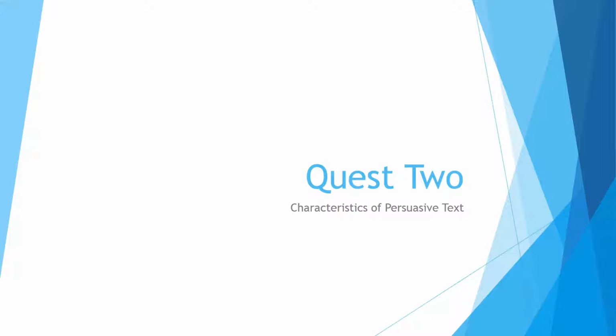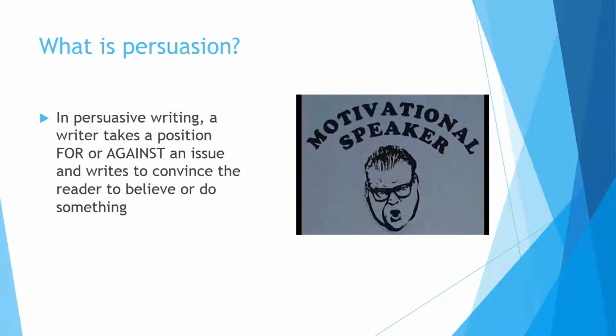All right, folks, today we are going to be looking at some of the characteristics of persuasive text, and we're going to be looking at lots of fun videos and advertisements, and I hope you enjoy it. Up till now, we've been looking at literary nonfiction and expository writing, and in those modes of writing, an author is simply describing how something is or explaining the characteristics of something. In persuasive writing, the writer actually takes a position for or against an issue and then writes to convince the reader to believe something or do something. So that's a little bit different.